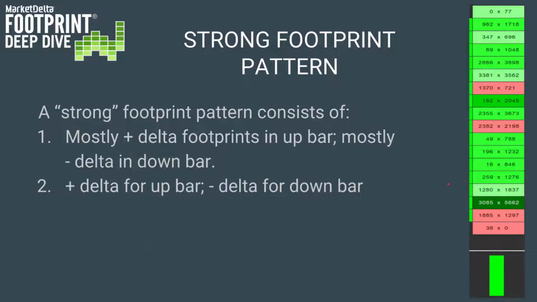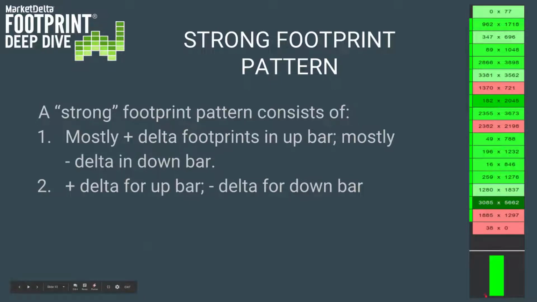Point number 2, a positive delta for the up bar or a negative delta for a down bar. So we have an up bar here. If you look down here at the bottom, this is our delta. This is a delta bar, we call it. It's actually called the Delta Bar Study in Market Delta Desktop. And it represents how delta traveled. Not price, but delta.